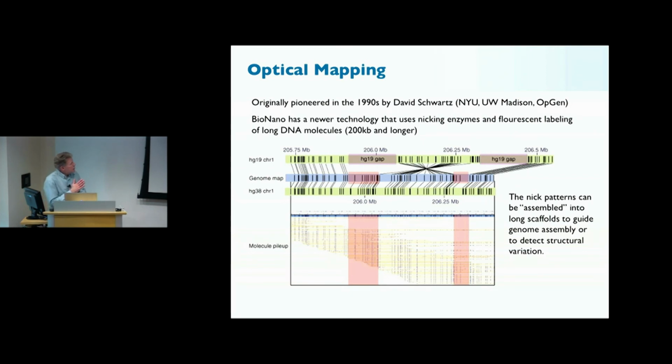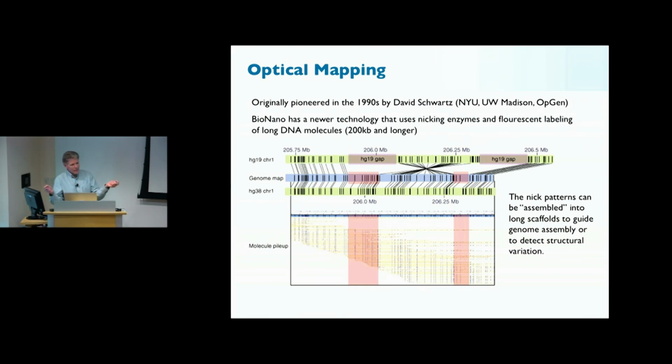Another useful technology in some cases is optical mapping, and there are optical mapping techniques that date back to the 1990s with work from David Schwartz. A more modern version is BioNano. And what these have in common is you take really long molecules, like a couple hundred kb, and then in the case of BioNano, for example, you use a nicking enzyme to nick the DNA at a fixed restriction site, and then you can fluorescently label those sites. So you get this kind of beads on a string when you image it, and you can see these little fluorescent spots along the long molecule.